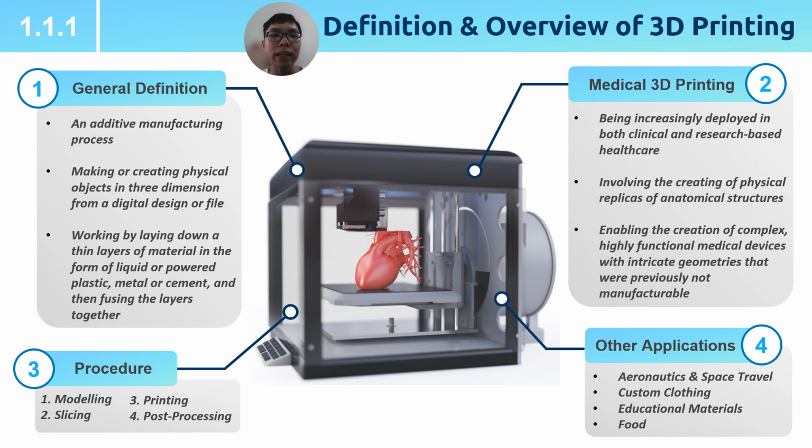3D printing is an additive manufacturing process. It creates physical objects in three dimensions from a digital design or file, and it works by laying down thin layers of materials in the form of liquid or powder, plastic, metals, or cement, and then fusing the layers together. The procedure involved in 3D printing includes modeling, slicing, printing, and post-processing.